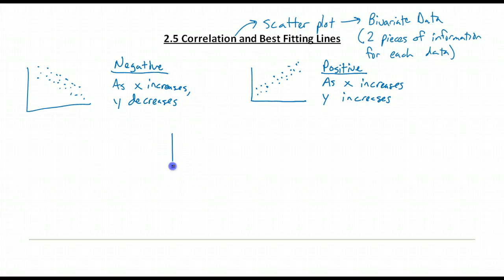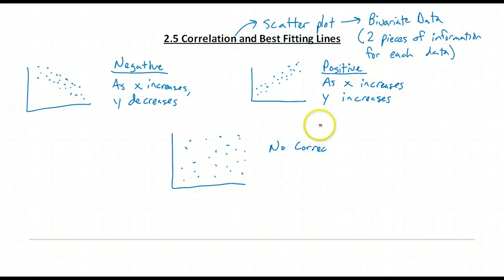And the last type of correlation that we can have is if we make our scatter plot and the information is just all over the place, we really can't see a trend that's going on, we would say that this data has no correlation.